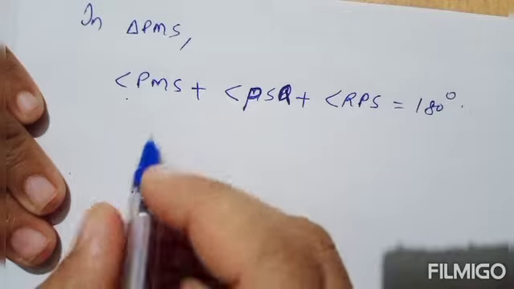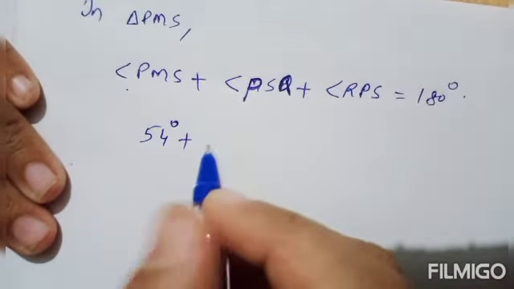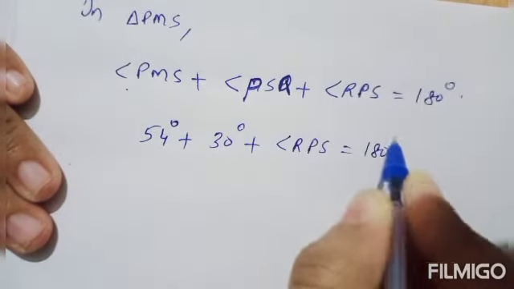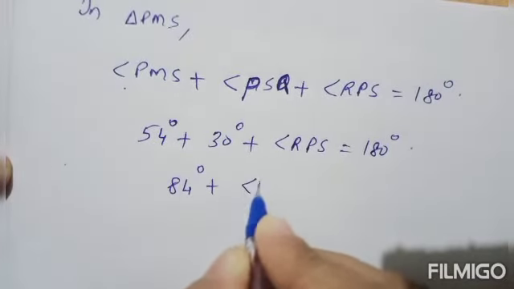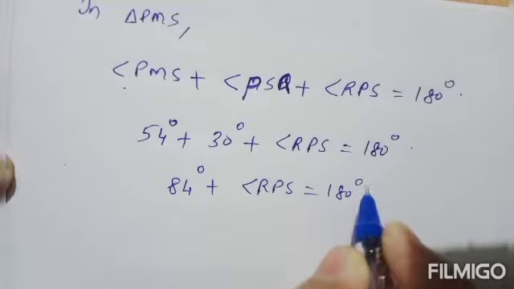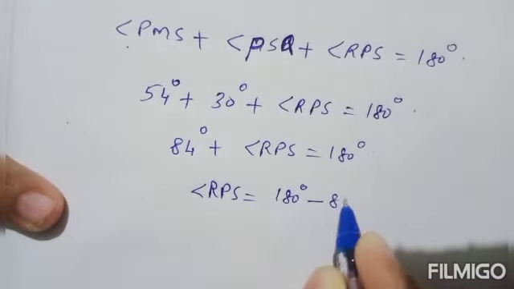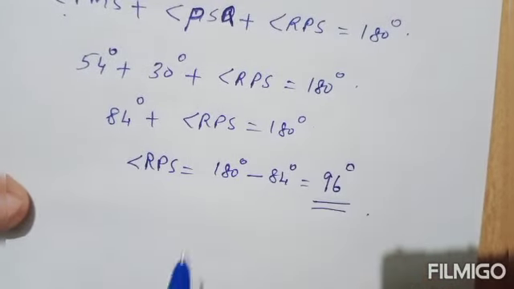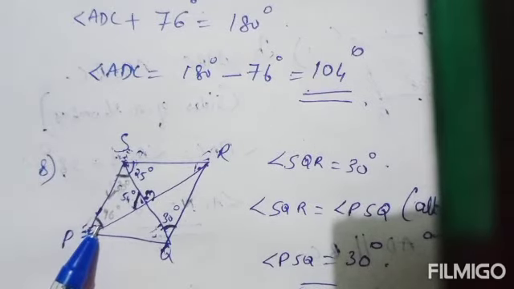Now angle PMS is given as 54 degrees. Angle PSQ we found to be 30 degrees, plus angle RPS equal to 180 degrees. Now 54 degrees plus 30 degrees is 84 degrees, plus angle RPS equal to 180 degrees. So angle RPS equals 180 degrees minus 84 degrees. You will get 96 degrees. So we got angle RPS as 96 degrees.